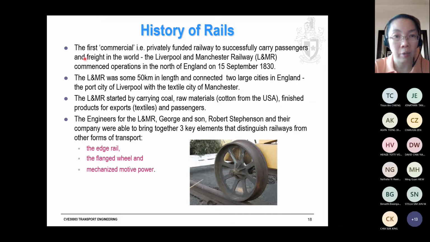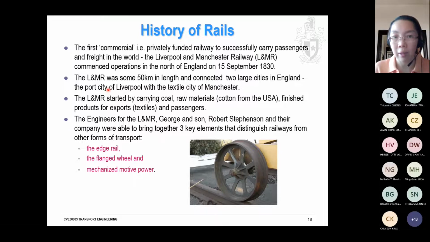Okay, so the first commercial privately funded railway successfully carried passengers. Initially, the rail system was used very much for mining, and it wasn't powered by diesel or steam engines. Steam engines and so on all came a bit later.